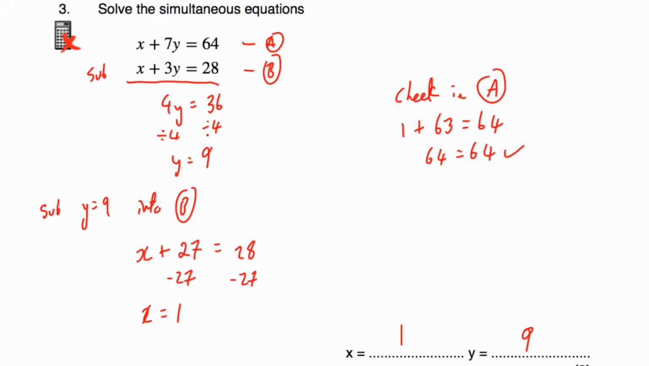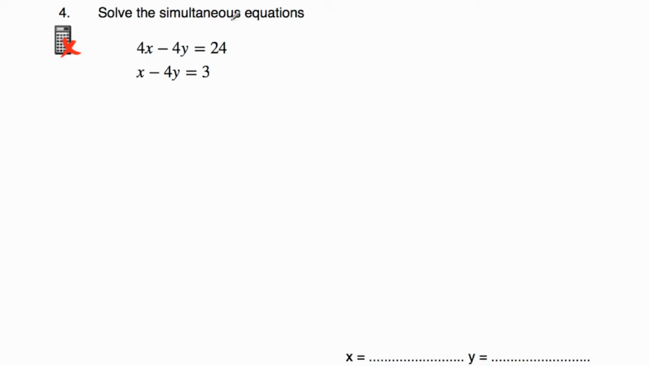Okay, let's check our next question. So question 4 says, solve the simultaneous equations 4x minus 4y equals 24 and x minus 4y equals 3. So we've labelled our equations A and B. Now we want to cancel out our x's or our y's. If we look here, we've got minus 4y and we've also got another minus 4y. So what we're going to do is subtract those from each other, because whenever we subtract those, well, minus 4y minus 4y, that's going to be minus 4y plus 4y, which is 0. Because they're the same as each other, we take away the equations.